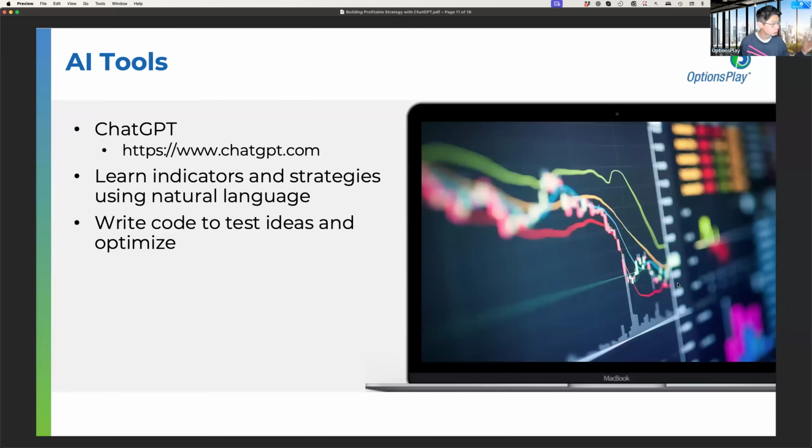You're going to be able to use it to learn indicators and strategies using natural language, but more importantly, you're going to be able to write code. And that is going to be the important part, because we have a whole team of quantitative researchers and developers.